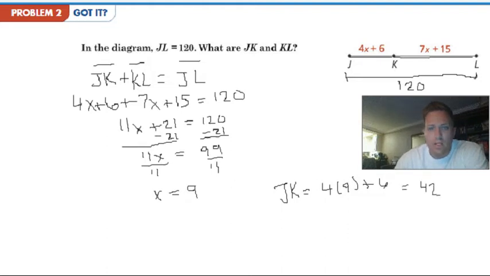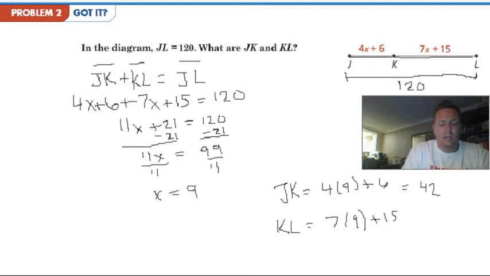I believe so. And then the other segment was KL. KL is going to equal 7 times 9 plus 15. And this is going to give me 63. 63 plus 15 is 78. And I'm thinking, did I add those really quick? What should both of these numbers add to? Well, they should add up to 120.